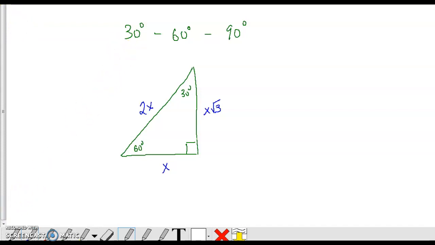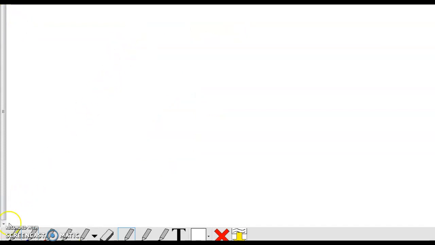Okay, so the second one is the 45-45 degree triangle.